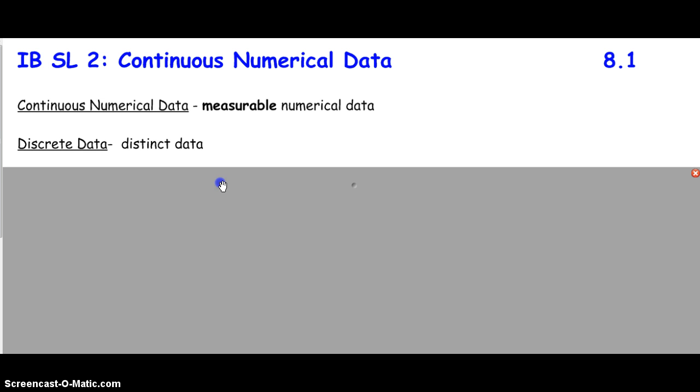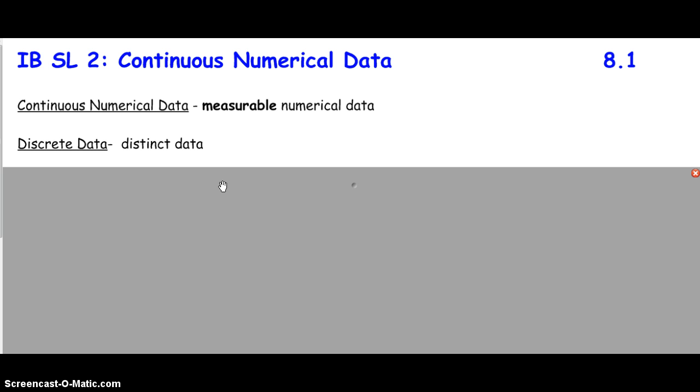Hello, IB SL2. Tonight's topic is the beginning of our statistics and probability unit, and we're going to start off with statistics. It's 8.1, and we're going to be talking about continuous numerical data. We have some definitions in the beginning here. The first is to understand the difference between continuous numerical data and discrete data.